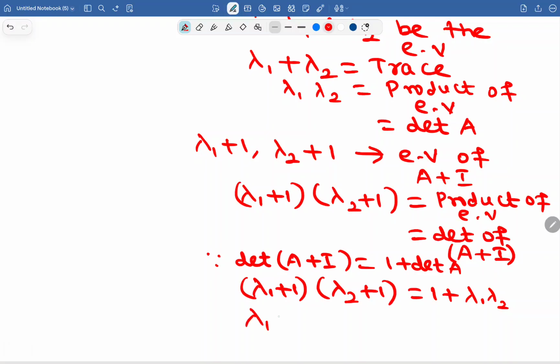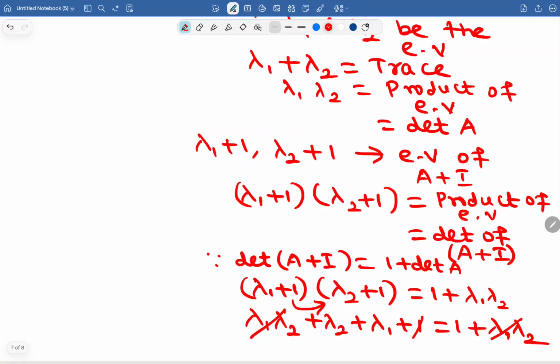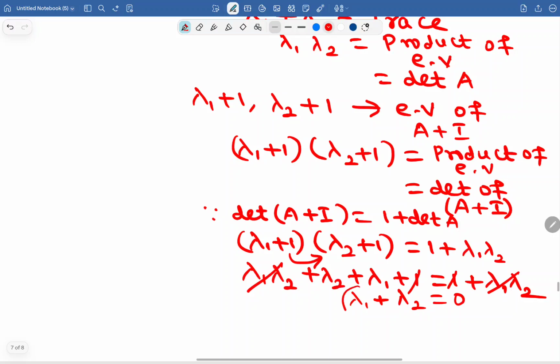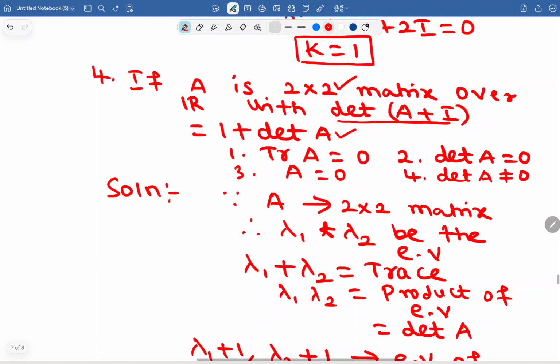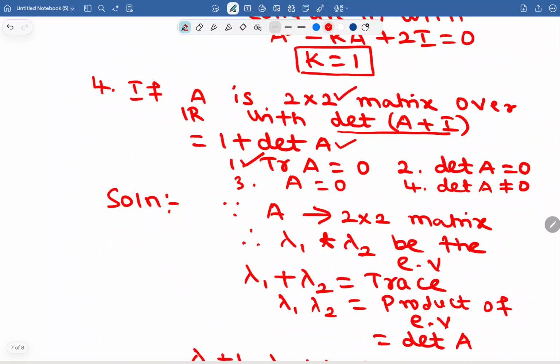Simplify. I am multiplying lambda 1 plus 1 into lambda 2 plus 1, which gives 1 plus lambda 1 plus lambda 2 plus lambda 1 lambda 2. These two will get cancelled, 1 will get cancelled, and lambda 1 plus lambda 2 is equivalent to 0. This is nothing but the trace of A, which is equivalent to 0. For this problem, first option is the correct one.